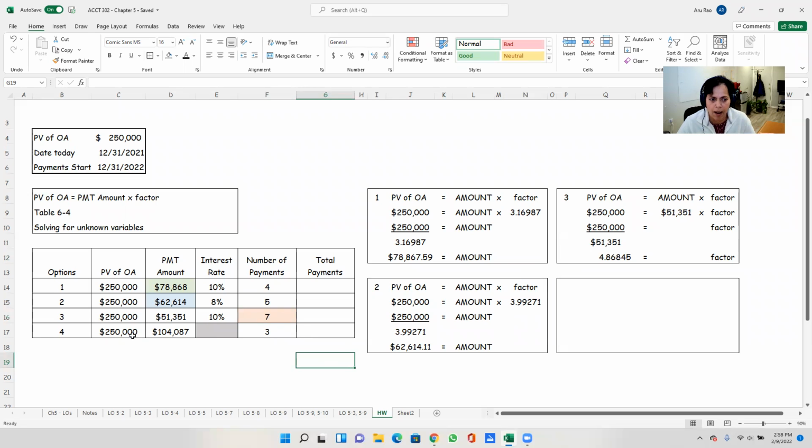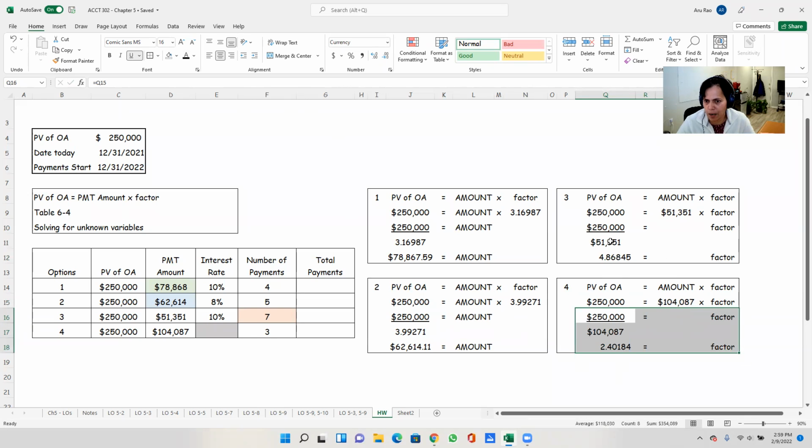Now over here, I know the present value. I know the payment amounts. I know the number of payments, but I don't know the interest rate. So just like in part 3, we'll solve for the unknown. So I start out with my equation. The equation has stayed the same in all 4 cases. Present value of ordinary annuity equals amount times factor. Present value of the ordinary annuity is 250,000. That hasn't changed. I know the amount. So I solve for the factor exactly as I did before.